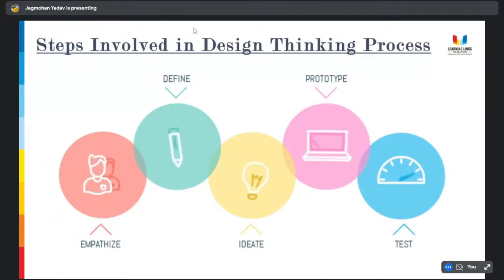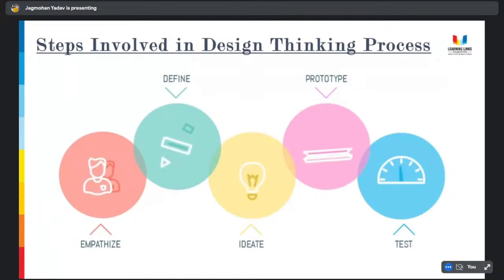Okay, so now you have a better idea, everyone, of what exactly design thinking is. So why don't we try to do our design thinking on a problem statement? We have five stages: one is empathize, second is define, third is ideate, fourth is prototype, and fifth is test. They are interrelated.